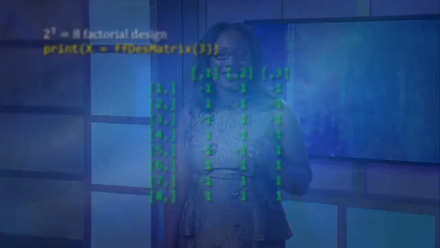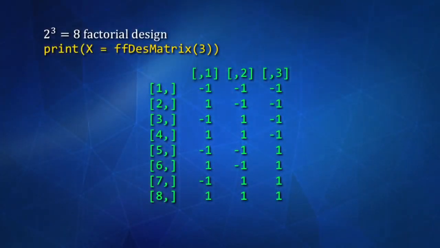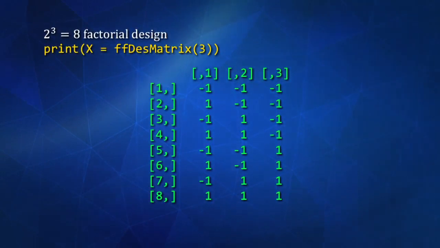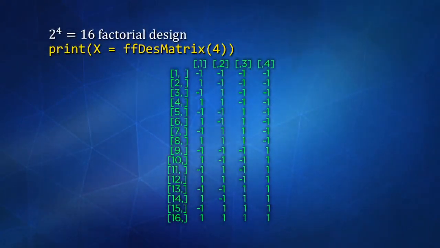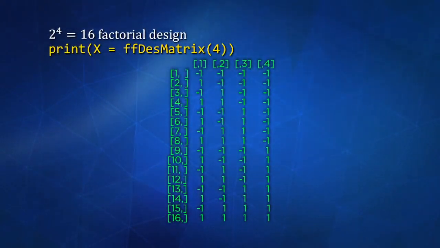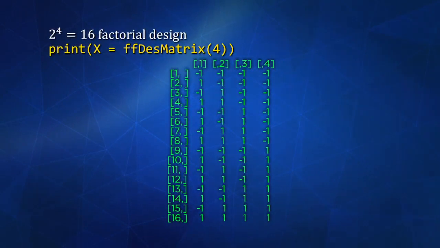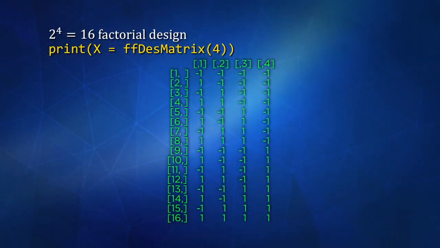All right, what happens when K equals 3? Well, that's our 2 cubed factorial design, which gives us 8 factors. And notice that R gives us nicely what that design would look like for all 3 of those factors. Okay, we don't have to stop there. Let's look at 4. Wow. So here you can see R is giving us the design matrix when K equals 4. And that gives us 16 possibilities.